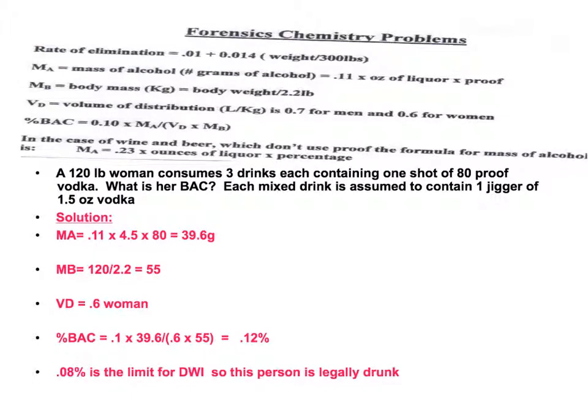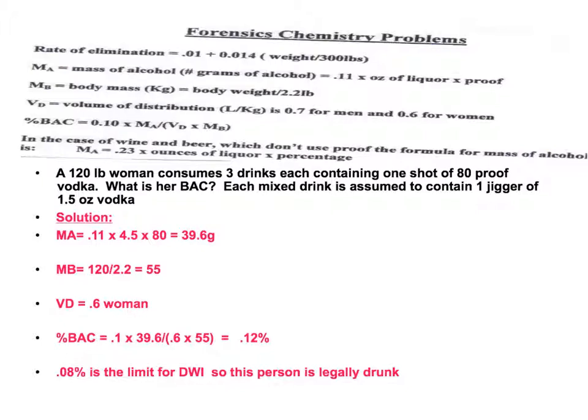Our first BAC problem has a 120-pound woman consuming 3 drinks. Each of the drinks contains 1 shot of 80 proof vodka. What is her blood alcohol level? Each mixed drink is assumed to contain 1 jigger of 1.5 ounce vodka.